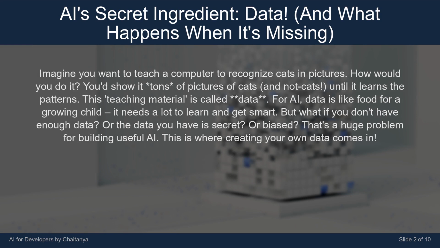How would you do it? You'd show it tons of pictures of cats, and not cats, until it learns the patterns. This teaching material is called data. For AI, data is like food for a growing child. It needs a lot to learn and get smart.